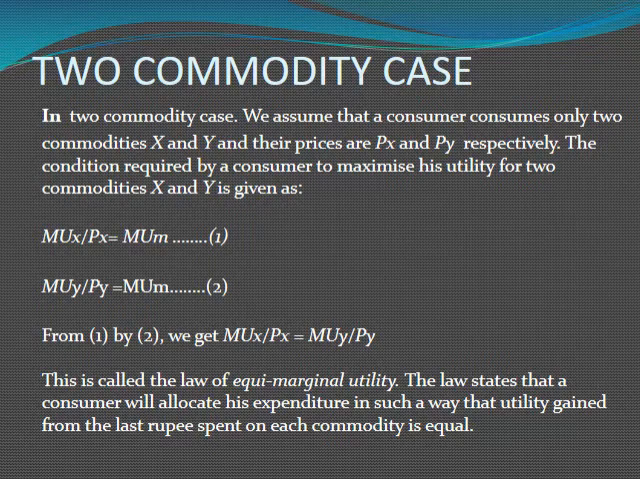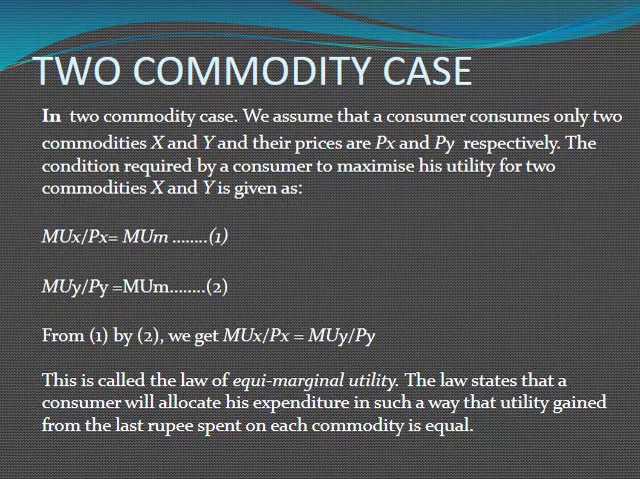Let us take commodity X as the first equation and commodity Y as the second equation, and from these two equations we will get that marginal utility of X divided by P of X, the ratio of marginal utility of X and P of X, is equal to the ratio of marginal utility of Y and P of Y. This law is also called the law of equimarginal utility.